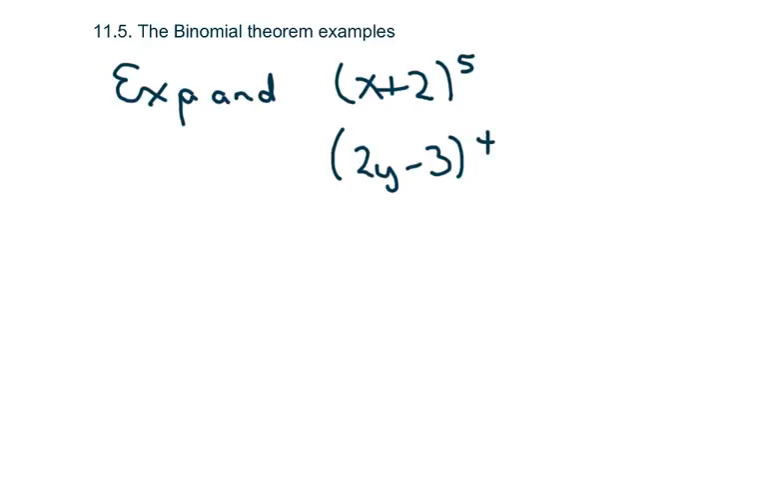So what we're going to do is expand these two binomials, then we'll do some from the books. We're also going to find particular coefficients in a binomial expansion or a particular term. The term would include the variables that go with the coefficient. So the first one we're going to do is x. We're going to use the binomial theorem to expand x plus 2 to the fifth.